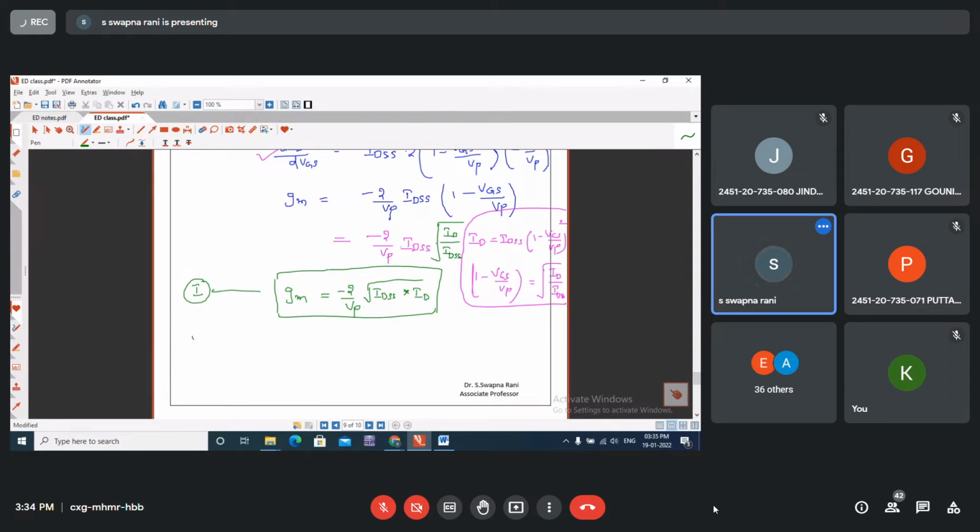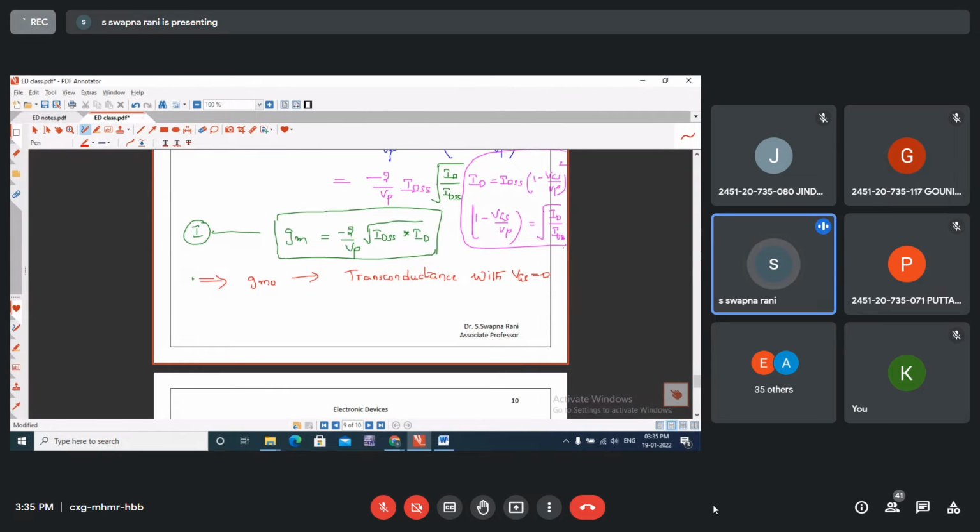Next one, we will define transconductance GM naught. GM is different, GM naught is different. So GM naught is the transconductance with VGS equal to 0. So GM naught, it is the transconductance with VGS equal to 0.